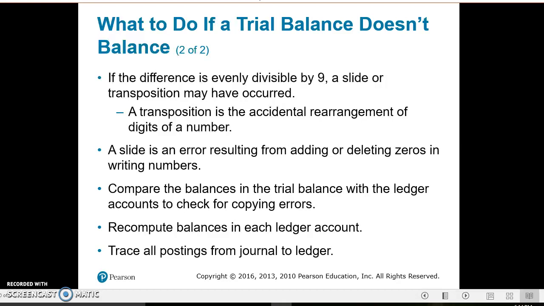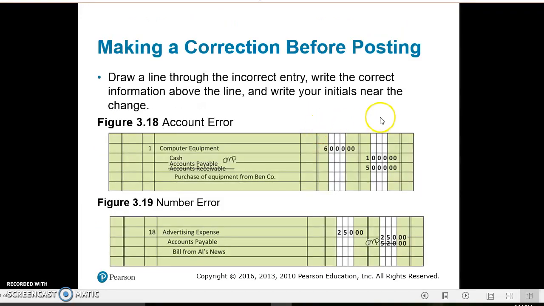You need to compare the balances in the trial balance with the ledger accounts to make sure you copied them over correctly. That's almost the first thing I want to do. You can add the balances again, and then maybe trace all postings. But the first time I have an error, besides telling you to add up the columns twice, I usually have you check your balances and make sure you transposed them over correctly.